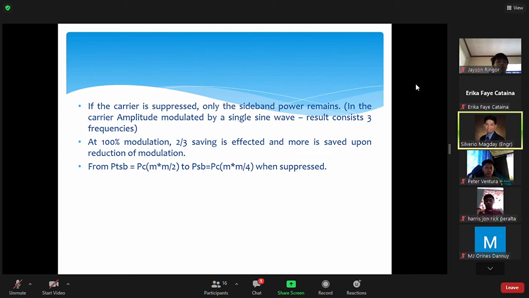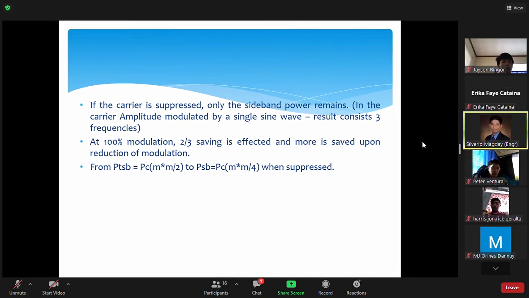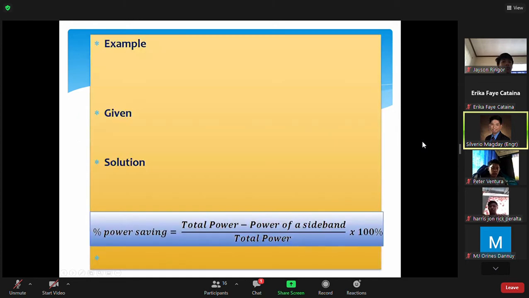So parang sinusuppress natin yung carrier na tatanggal nga, wherein the two-thirds is yung napupunta namin sa carrier. It's already being saved. So this is the calculation for total sideband power: PC m squared over 2. Tapos pag tinitingnan natin in every sideband, it is over 4, lower sideband or the upper sideband, PC m squared over 4.